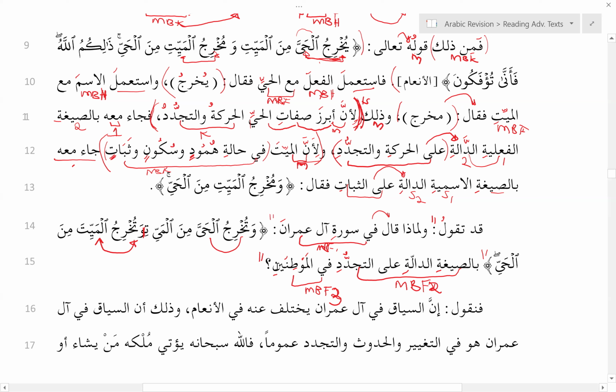في موطنين: موطن is one place, موطنين is two places. So in both instances, or in both places, why did he use the form that indicates tajaddud? In other words, why did he use جملة فعلية in both cases, meaning in the case of the living and in the case of the dead? Why did he do that?